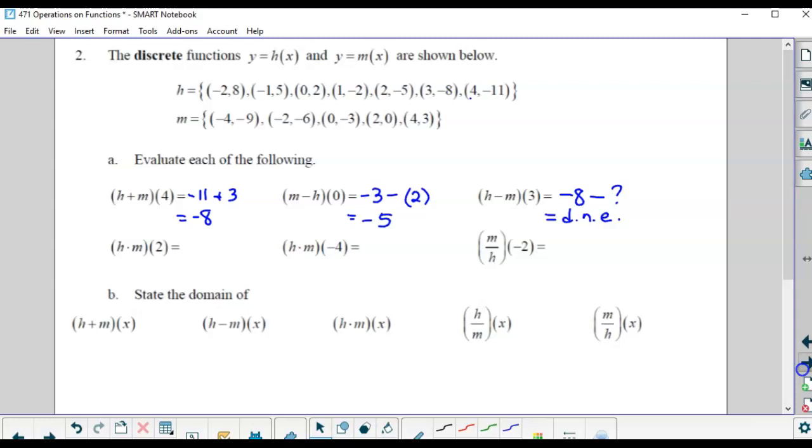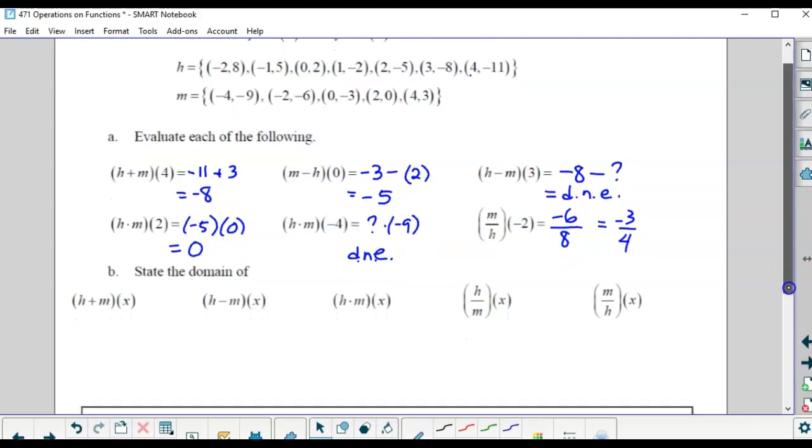H of 2 is negative 5. M of 2 is 0. So that's 0. H of negative 4 does not exist. Okay, m of negative 4, you can stop there, but it would be negative 9, so this does not exist. M of negative 2 is negative 6. H of negative 2 is 8. Just reduce that. Okay, so that's some of them.